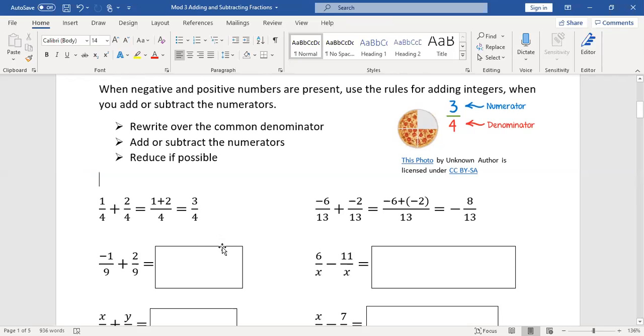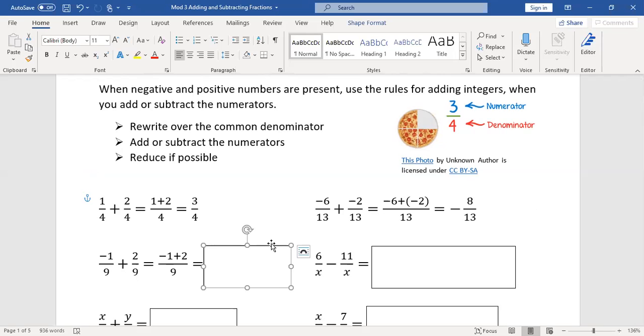My third example, they have different signs. Again, I write it over the common denominator. When I add my integers, because they're different signs, I really subtract. I have more positives than I do negatives, so my answer is going to be a positive 1/9.